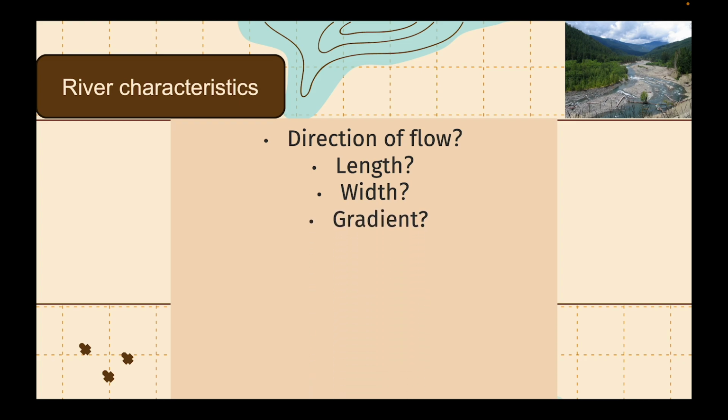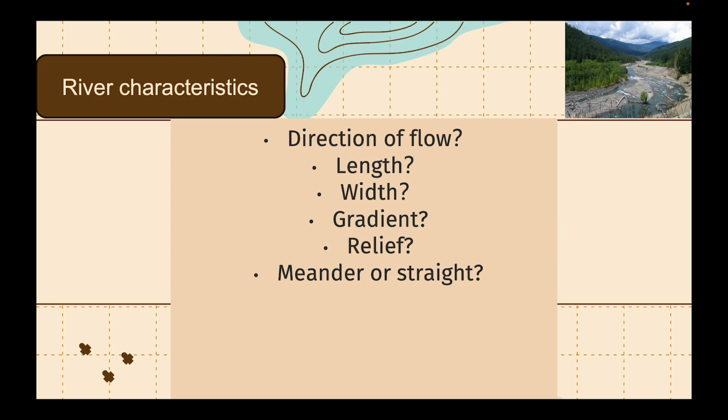Also its gradient, so this is the gradient of the channel here. So again, is it steep or gentle? You can tell this by analysing how far or how close the contour lines are from each other. The relief, so as well as being able to calculate the gradient from contour lines in terms of how far they are apart, you can also see the relief through contour lines. Usually this would be displayed as a spot height with a number or the number of the contour lines. It would be written on the contour lines itself.